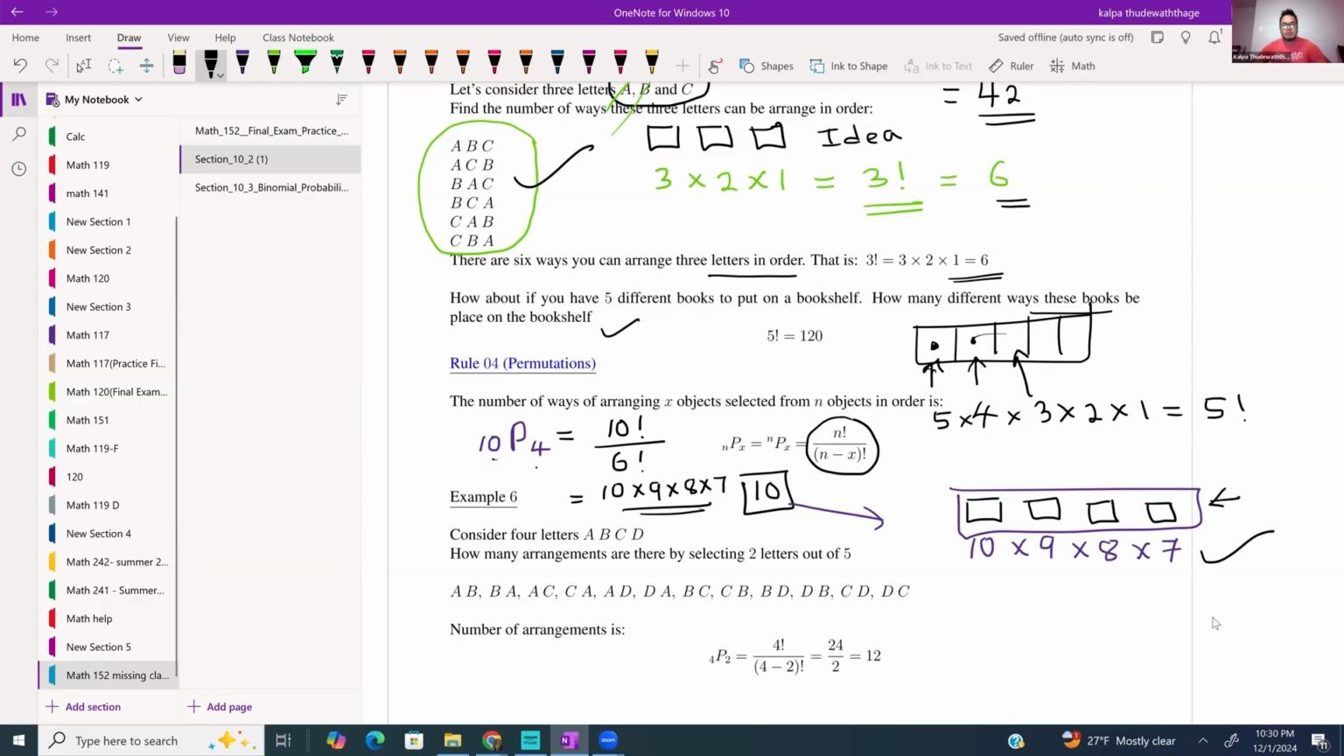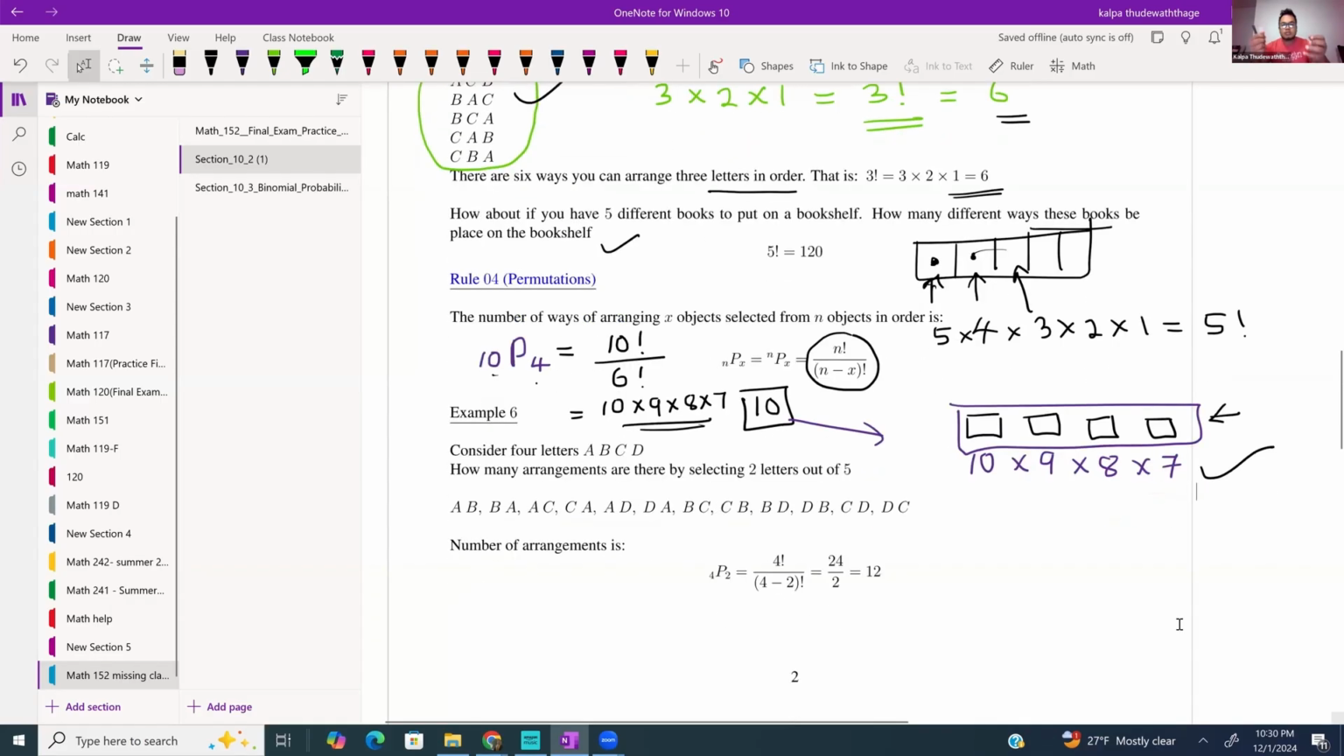Okay? So permutation is really, you don't need to select all the 10 possible letters to make the arrangement. You can select something out of the 10, like 4, and arrange it. Okay? Here I got 5 factorial exactly because I chose all the 5 different books I have and I arranged them on a bookshelf.